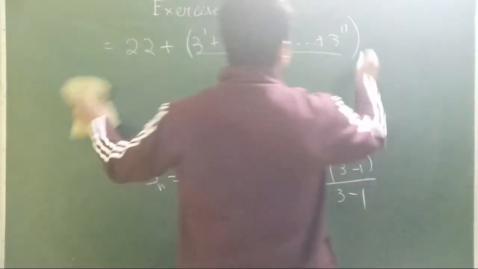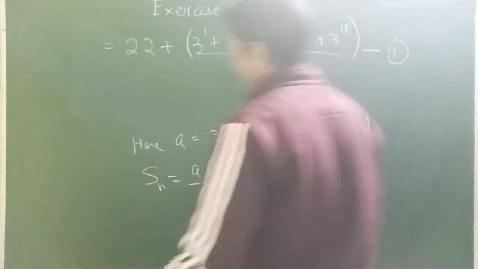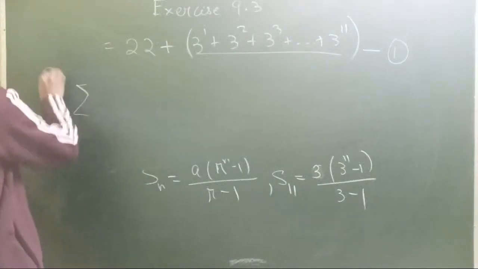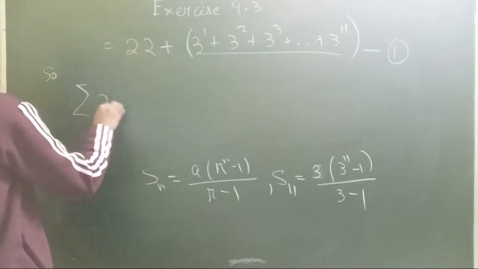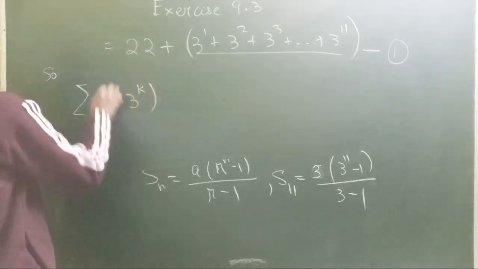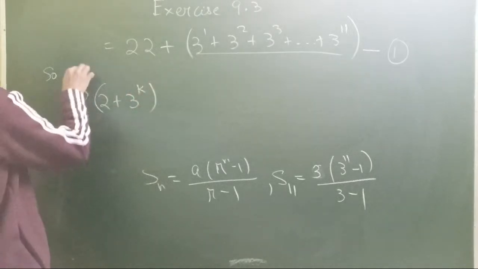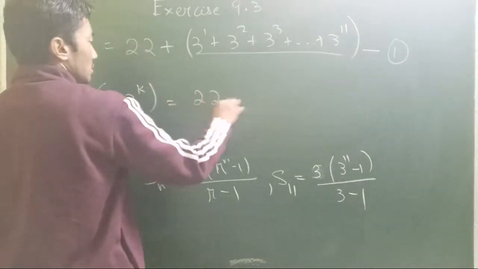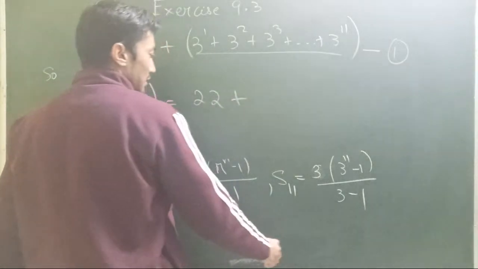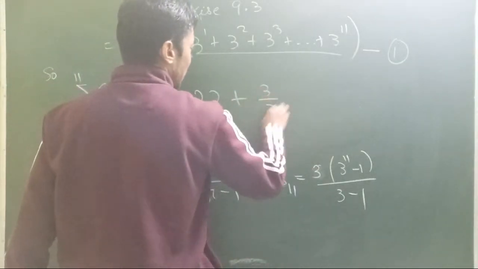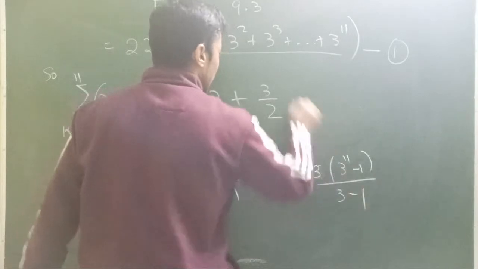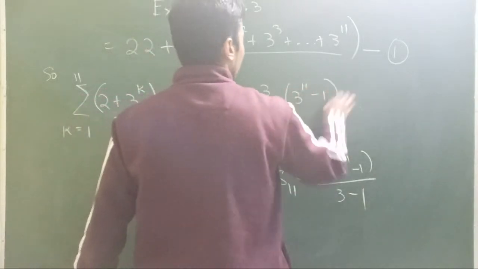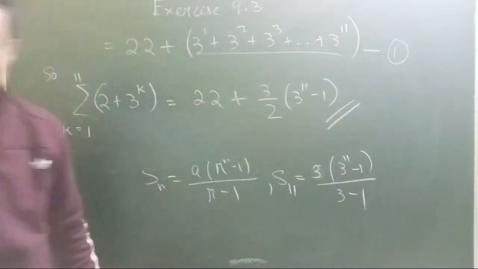Maybe you can go back and mark this particular equation as 1. Or you can even write, the summation of 2 plus 3 power k, where k goes from 1 to 11, can now be written as 22 plus, this one I'll write directly, 3 divided by 2, because 3 minus 1 is 2, into 3 power 11 minus 1. That's the solution for it.